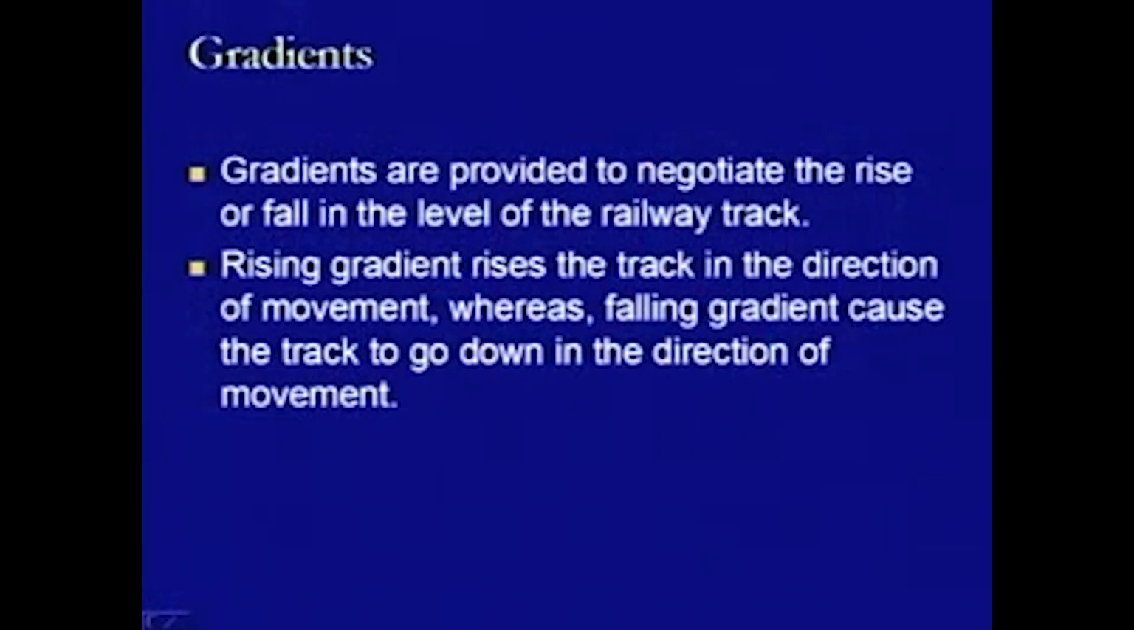So, if the second point is at a higher level compared to the first point, then it is a rise, whereas if the second point is at a lower level compared to the first point, then it is a fall. So, there can be a rising gradient or a falling gradient connecting the two points on any railway track. The rising gradient raises the track in the direction of movement, whereas the falling gradient causes the track to go down in the direction of movement. This is how a rising or falling gradient is defined.